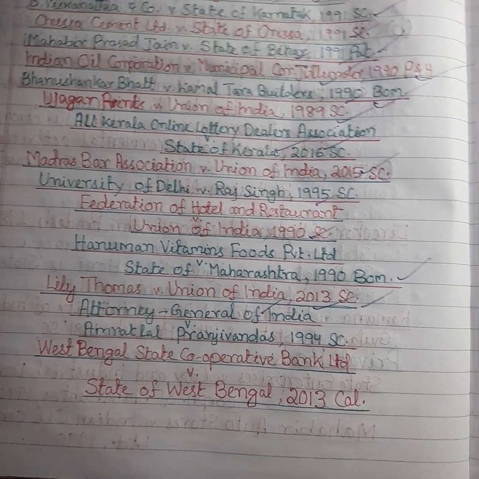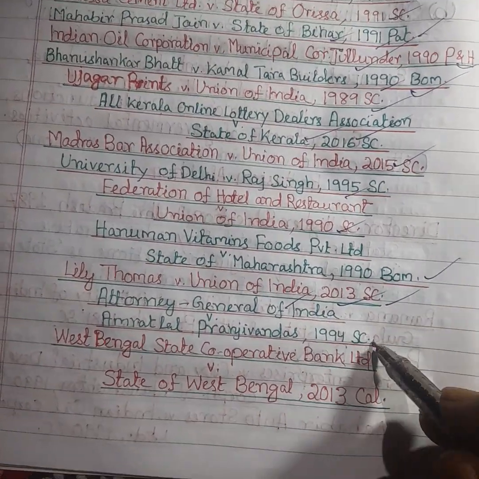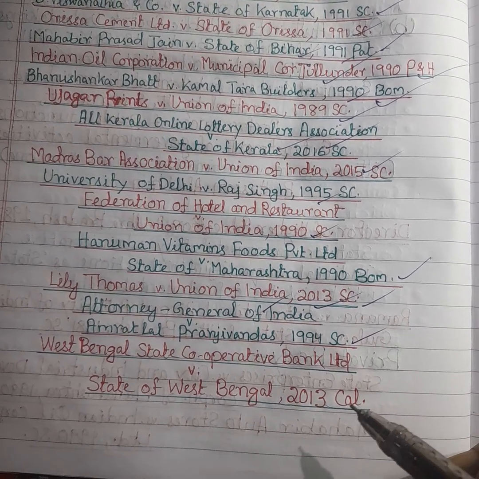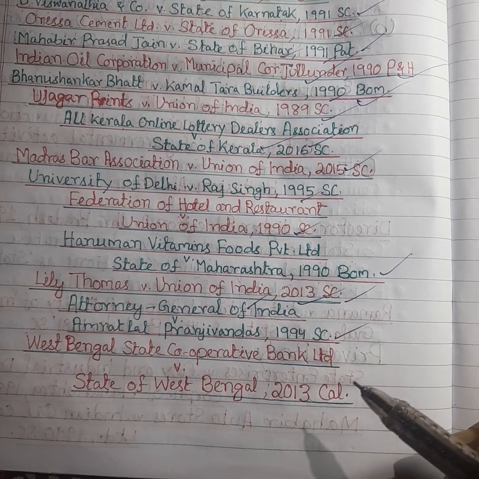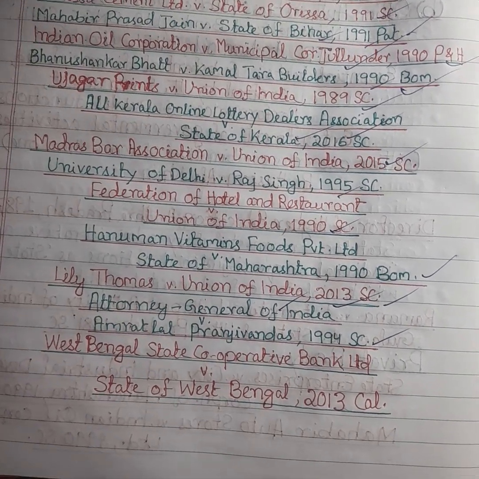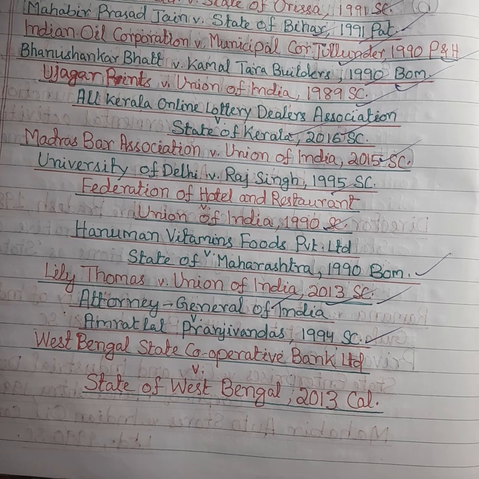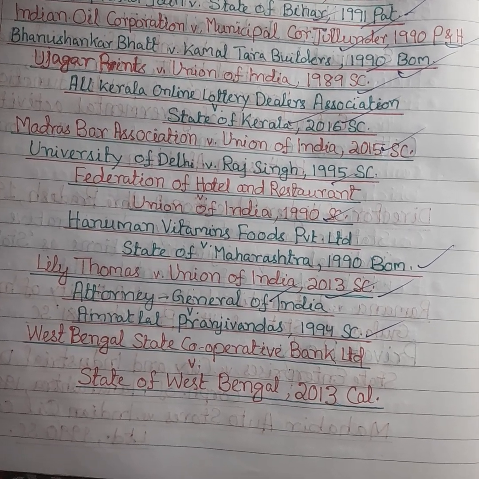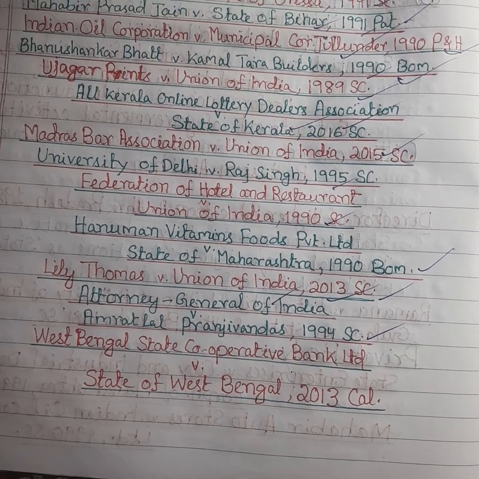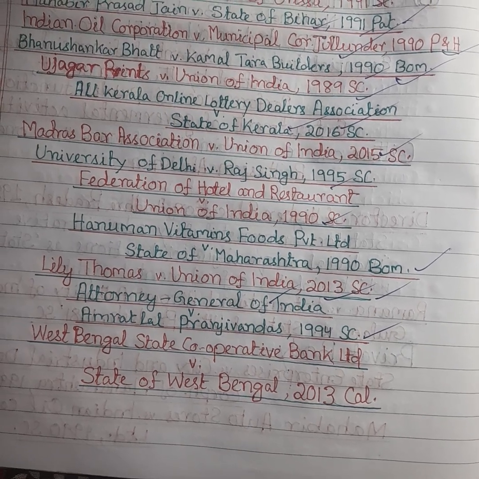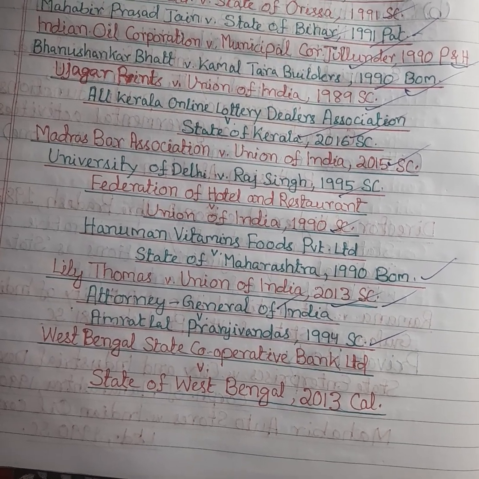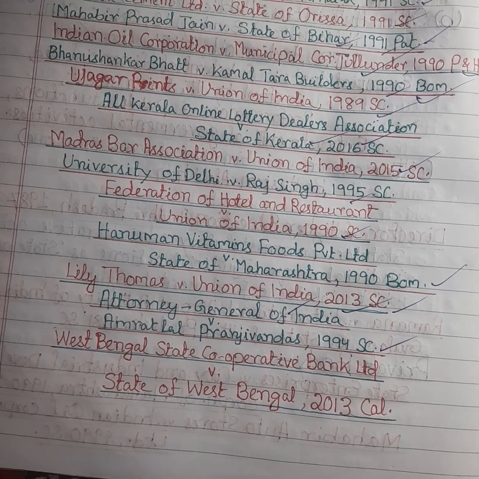And now we'll discuss another important pronouncement made by the Supreme Court in 1994 in the leading case, Attorney General of India versus Amrit Lal Prajivandas. The Supreme Court pronounced that with reference to legislative entries relating to preventive detention, which fall under Union List Entry 9 and Concurrent List Entry 3, the expressions security of state and security of India are different expressions.